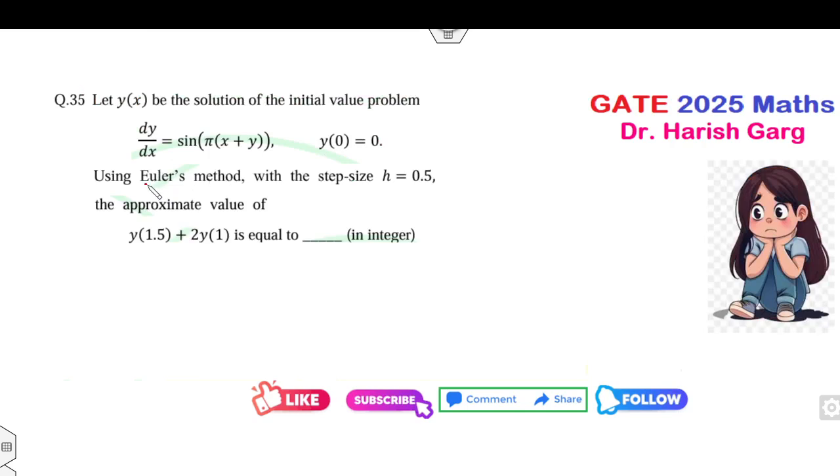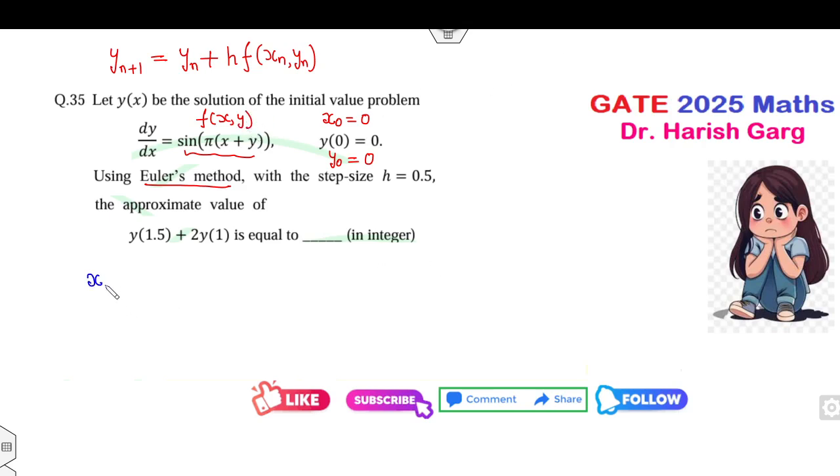Okay, consider the solution which is based on Euler's method. The Euler method is y(n+1) equals y(n) plus h times f(xn, yn). The value of x0 is 0, the value of y0 is 0, and this is the value of f(x, y).